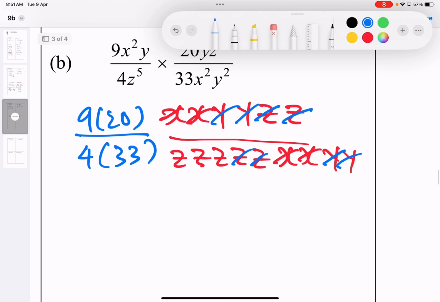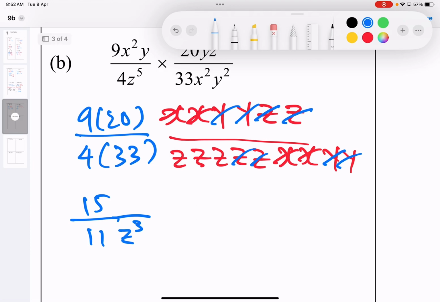So what are you left with? Use your calculator for this one: 9 times 20 divided by 4 times 33. You are going to get 15 over 11. This part on top, everything is cancelled, so you don't have anything. Z cubed. That's all. This is your final answer.